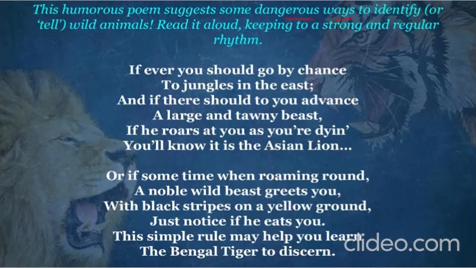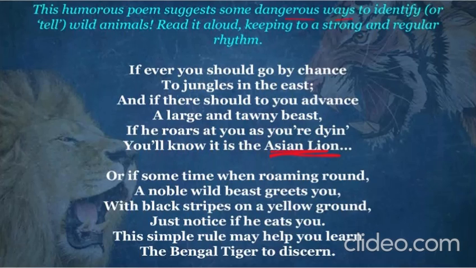We should all read it together, keeping a strong and regular rhythm. Let's start with the first stanza. If ever you should go by chance to jungles in the east, and if there should to you advance a large and tawny beast, if he roars at you as you are dying, you will know it is the Asian lion. What is the keyword here? Asian lion. So the first stanza is talking about the Asian lion.